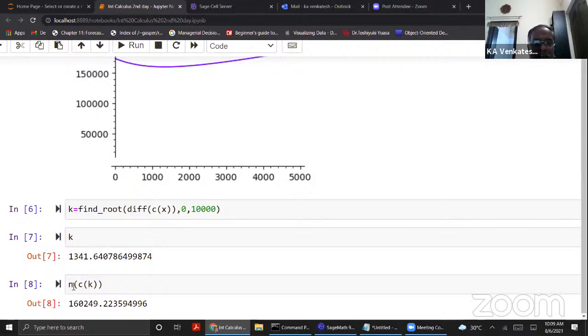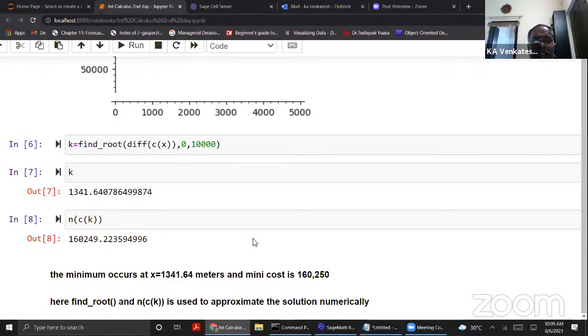Also, this n numerical will be computed. This n of c of k is numerically computed, therefore I put n of c of k. Yesterday also we used n of expression comma digits equal to how many digits after the decimal you require, you can put it. So I hope you have done this part.